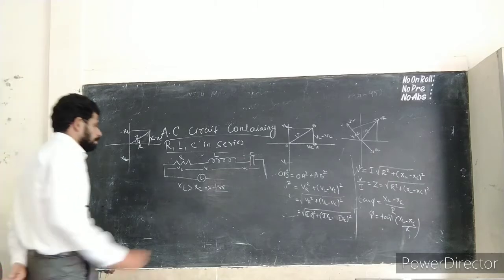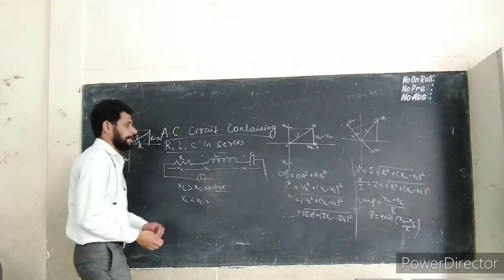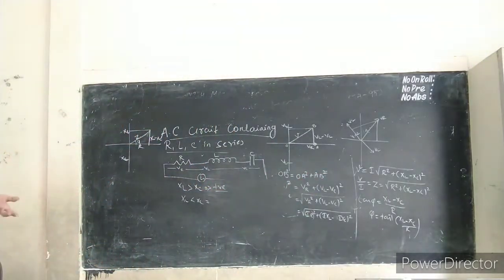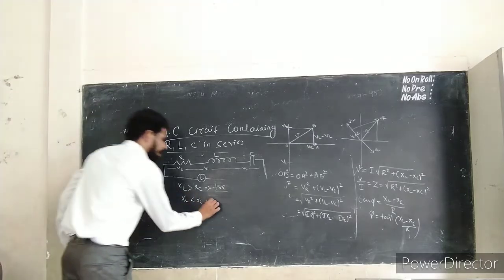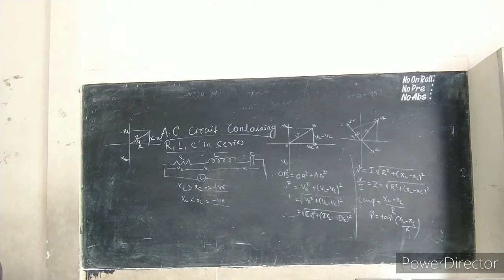Okay. Now, suppose XL is lesser than XC. That means 1 minus 2, and 1 minus 2 is nothing but minus 1. So it will become negative. So what will happen here? Here on the negative side, therefore the current leads the voltage. Current leads the voltage by the angle phi.